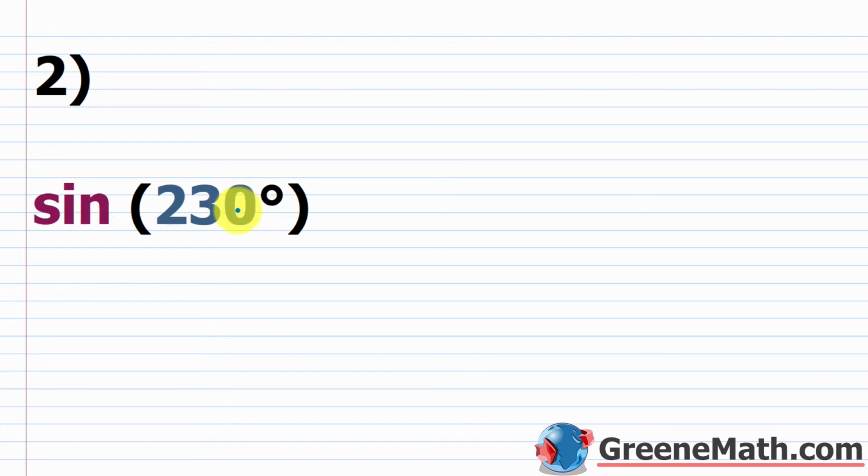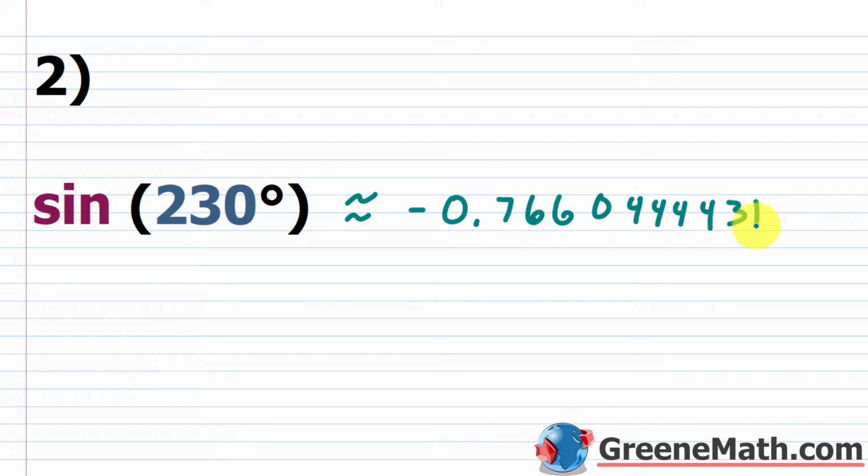So if we punch this into the calculator by hitting the sine key followed by 230, and then again, you might have to close your parentheses, you're going to get approximately negative 0.766. Let's go 0, and then 4, 4, 4, 4, and then 3, 1, and that's where my calculator stops. Again, yours may give a different number of digits or change some things at the end.